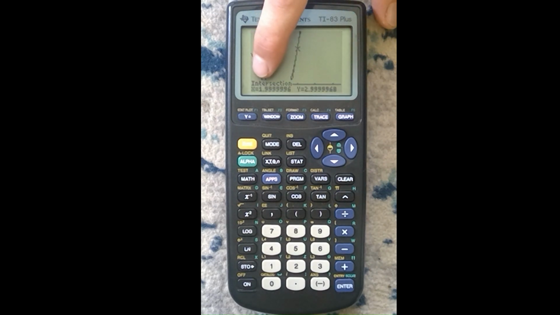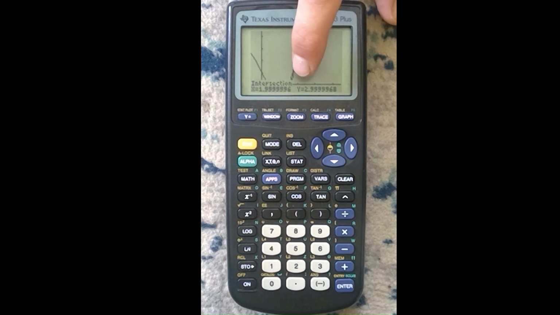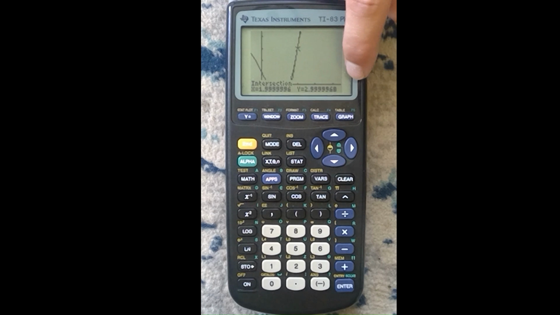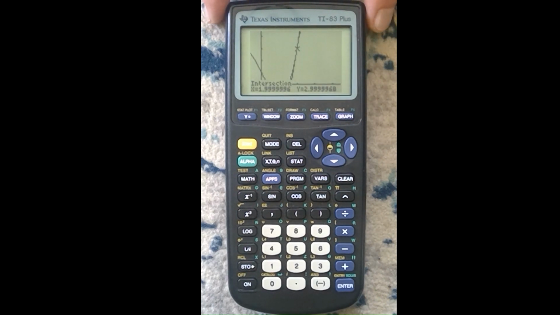So it says that the intersection is at 1.9999996, 2.9999996. Okay, this is basically just saying the point 2, 3. Your calculator might just say 2, 3. Mine is a little older, so maybe that's why mine does this.